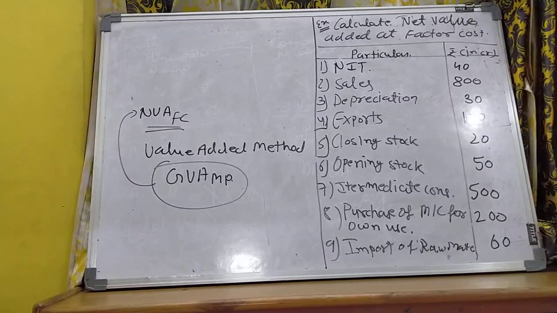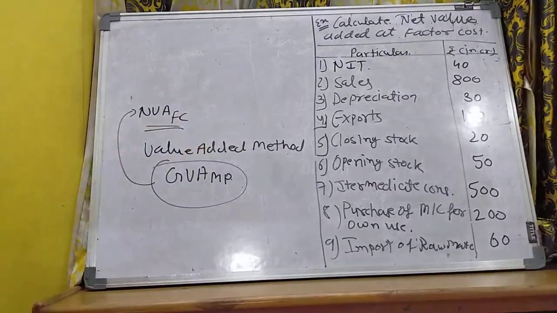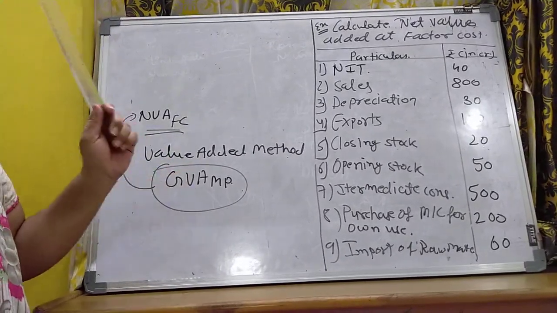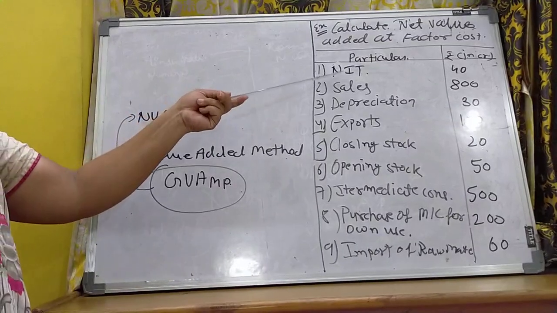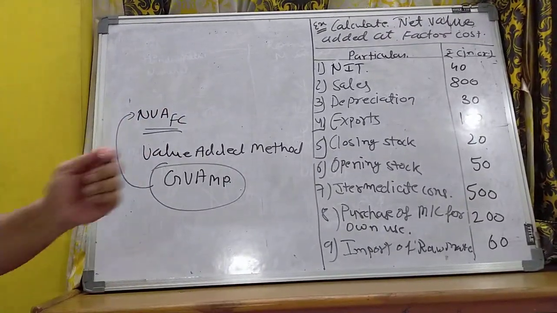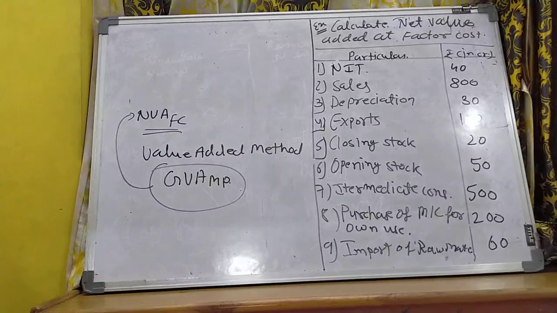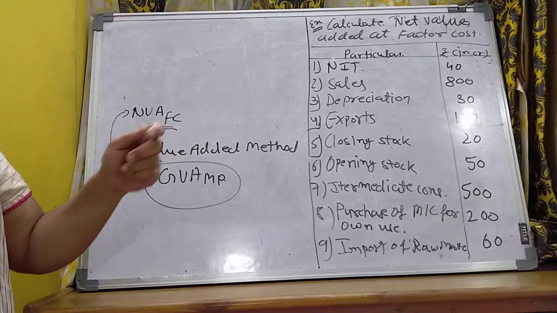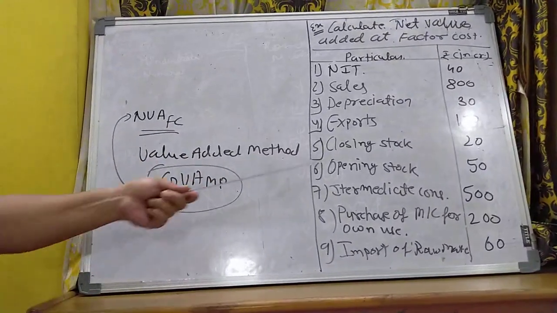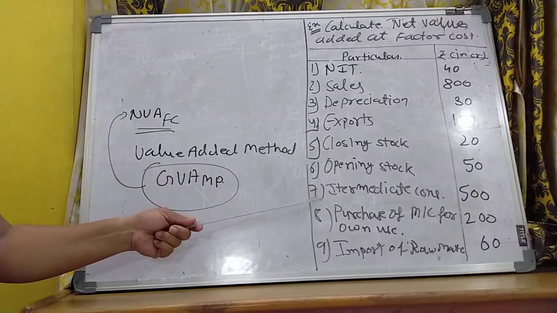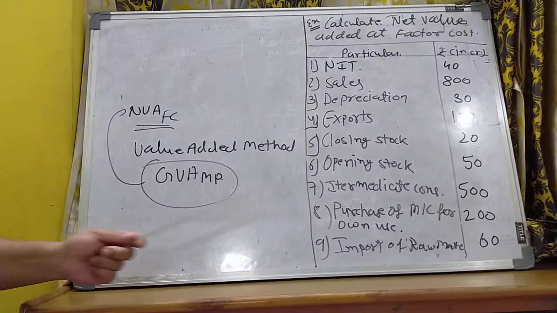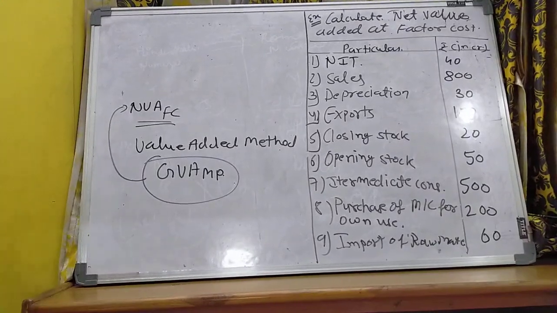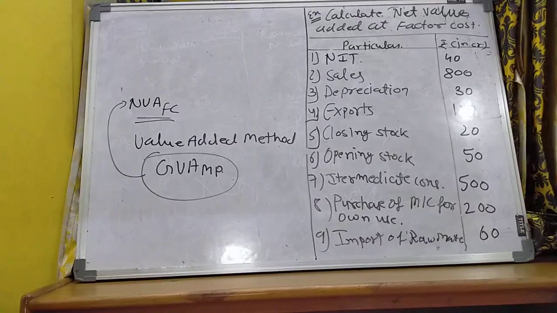So some information is given to you. Net indirect taxes are also given to you, 40, directly. What is NIT? Indirect taxes minus subsidies. But in this sum that is directly given to you. Now sales, rupees in crores, 800; depreciation 30; exports 100; closing stock 20; opening stock 50; intermediate consumption 500; purchase of machinery for own use 200; and import of raw material 60. So this data is given to you.